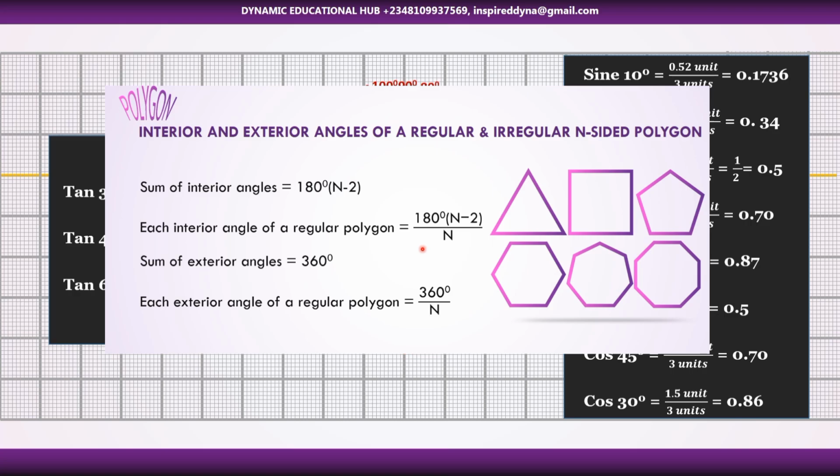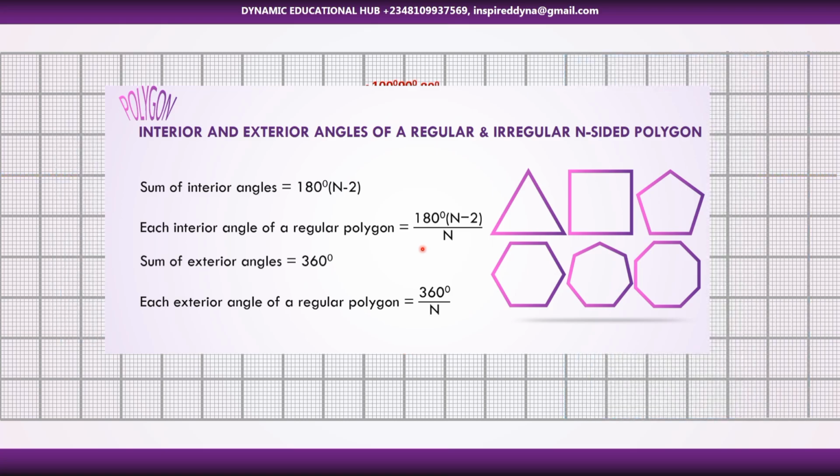So I believe that you should not struggle with interior angles, exterior angles of polygons. When you are asked a question under it, you shouldn't struggle, you should get it with these examples that I've solved.